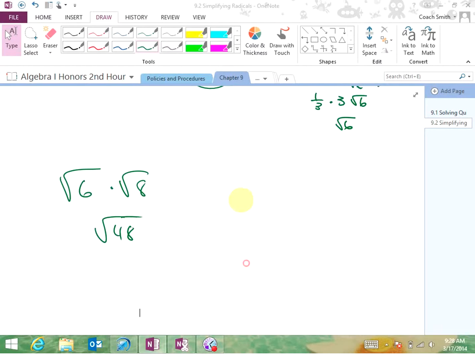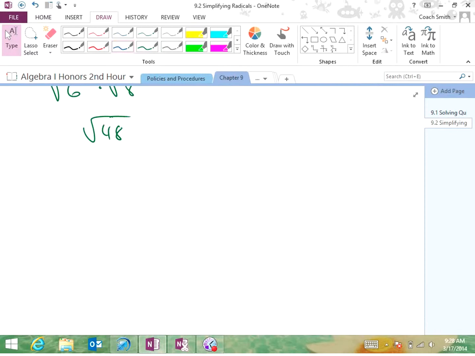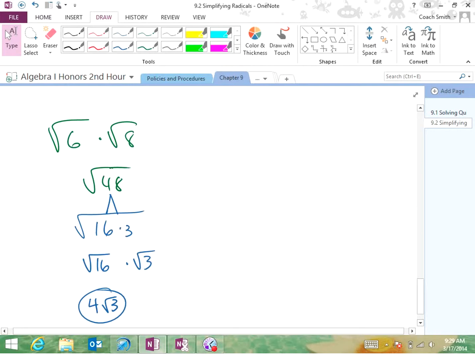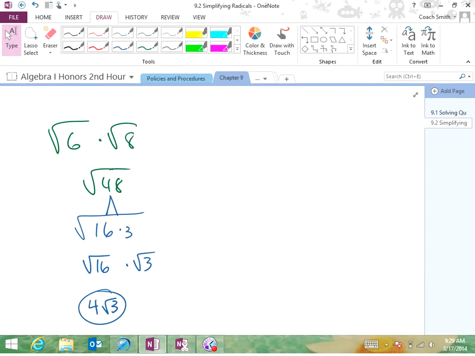Okay. So, once again, you can prime factor it, or you can see that that breaks down into 16 times 3. Well, 16 is a perfect square. So the square root of 16 times the square root of 3, and that's 4 times the square root of 3. Now, can you do it up here? Yeah, you can do it up there, but it becomes harder.